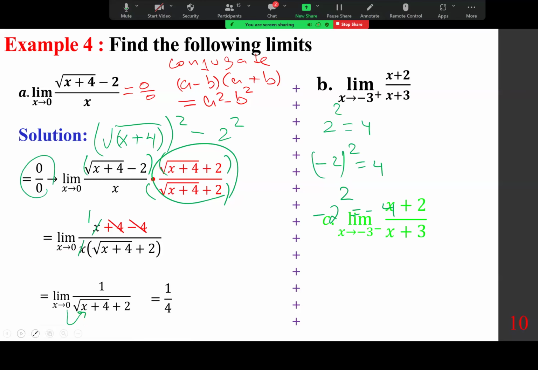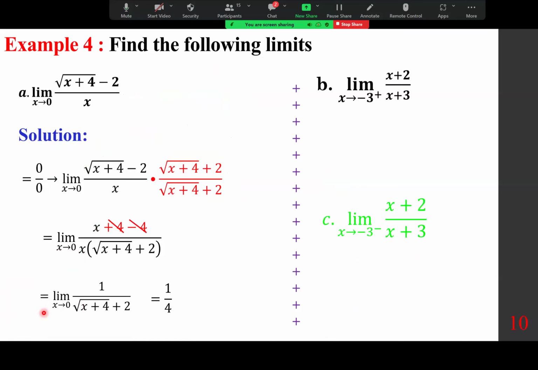Okay, and so let me just erase everything so we can use that. Whether we approach -3 from the right or left, ultimately the two of them become -1 over 0.